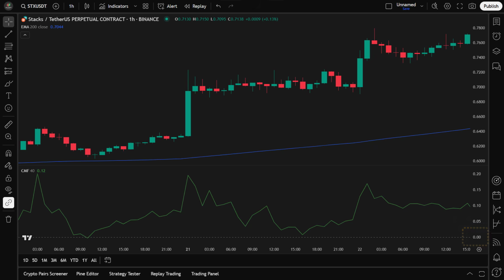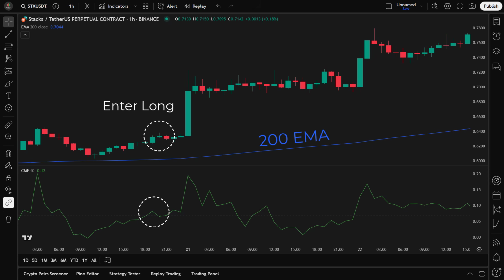2. While CMF above zero indicates buying pressure, it can still produce false positives in sideways or low-volume markets. To reduce false signals, we require the CMF to cross above 0.05 or even 0.07 to ensure there's meaningful accumulation and strong buying pressure behind the move. 3. To stay aligned with the overall trend, we apply a 200 EMA filter. We only take trades when the closing price is above the 200 EMA, confirming we're trading with the trend and not against it. Once all three conditions are met, we enter the long trade on the next candle.